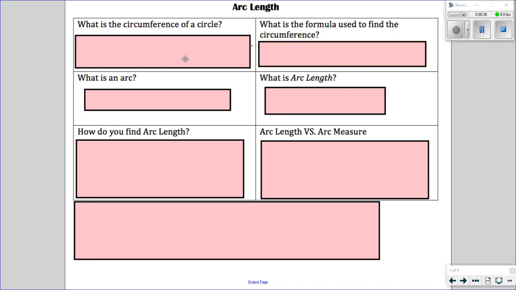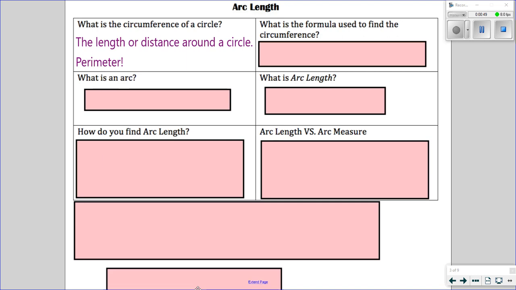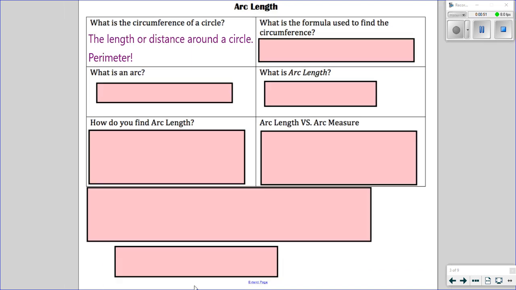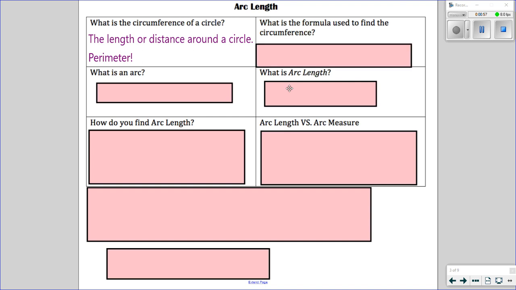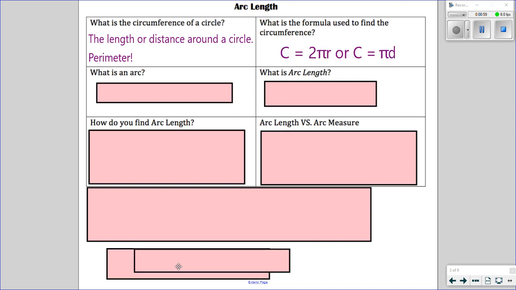Alright, so what is an arc length? Before we need to know what an arc length is, let's go piece by piece in order to get to arc length. So what is the circumference of a circle? It is the length or the distance around the circle. Basically, it's the perimeter. What is the formula used to find the circumference? Either it's 2 pi r or pi d.